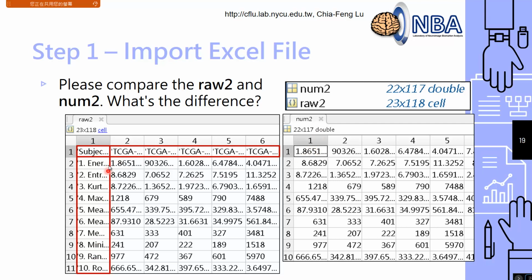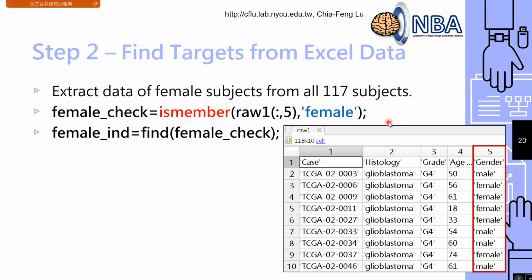So you can immediately identify the reason, because the first row and the first column are text, are characters, are strings. So basically, for number 2, it only stores the numbers. It is a double array, so it will automatically ignore the first column and the first row. So this is the reason why you get a smaller array size for the number 2. Can you understand me? Okay, good enough. Let's move on.